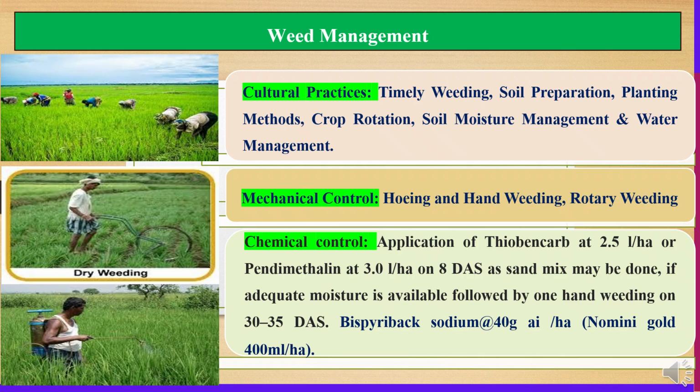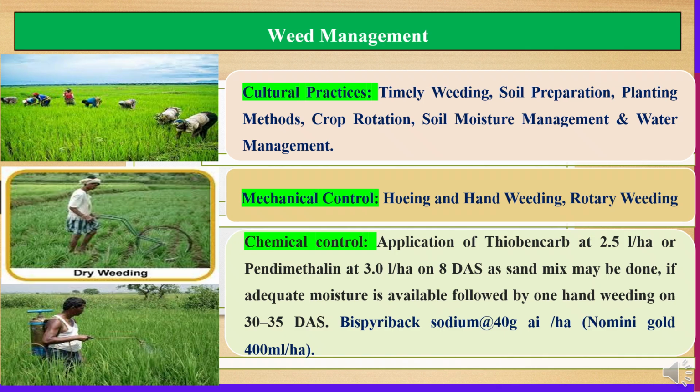Weed management in paddy cultivation. 1. Cultural practices. Timely weeding. Regular and timely weeding is essential to control weed growth before they become competitive with the crop for nutrients, water, and light. Soil preparation. Proper soil preparation, including plowing and harrowing, helps in creating a fine tilth and reduces weed seed bank in the soil, making it easier for seedlings to establish.